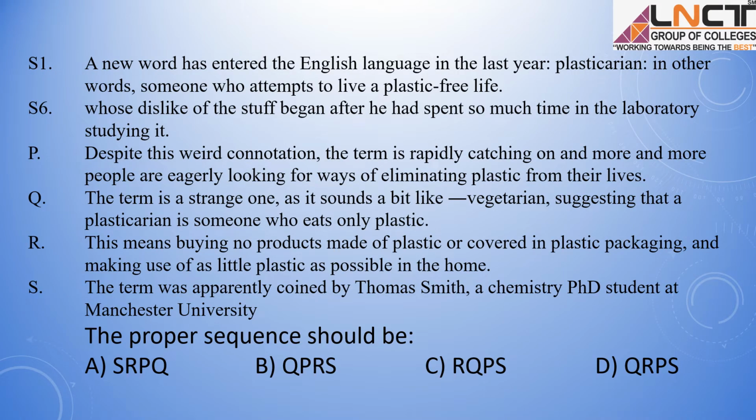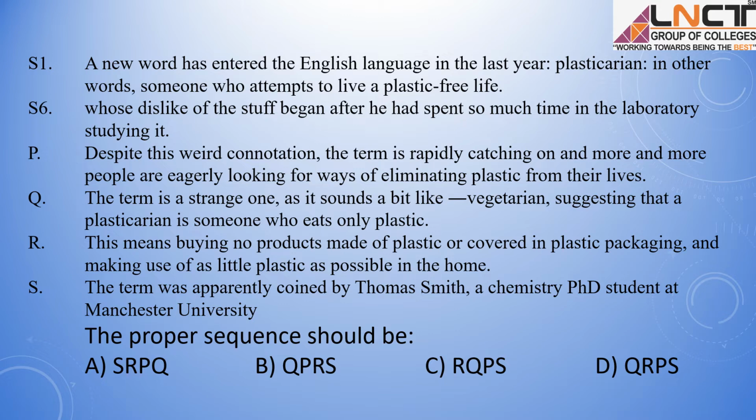So we have six sentences over here: the opening sentence, the closing sentence, and four other sentences. The opening sentence says a new word has entered the English language in the last year, plasticarian. In other words, someone who attempts to live a plastic-free life. And sentence 6 says whose dislike of the stuff began after he had spent so much time in the laboratory studying it. So one thing is clear that the first sentence is a definition, and now the sentences that follow will need to elaborate or add to this definition.